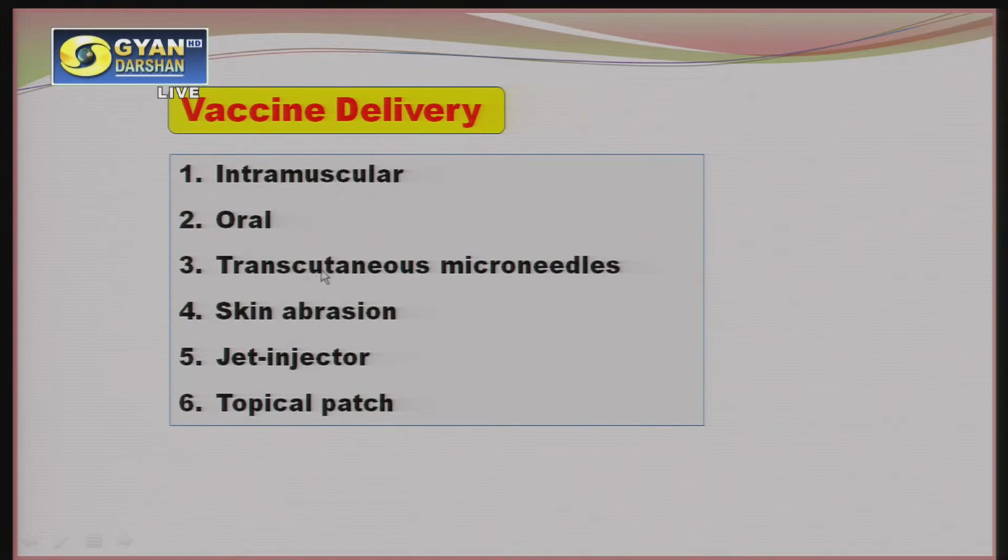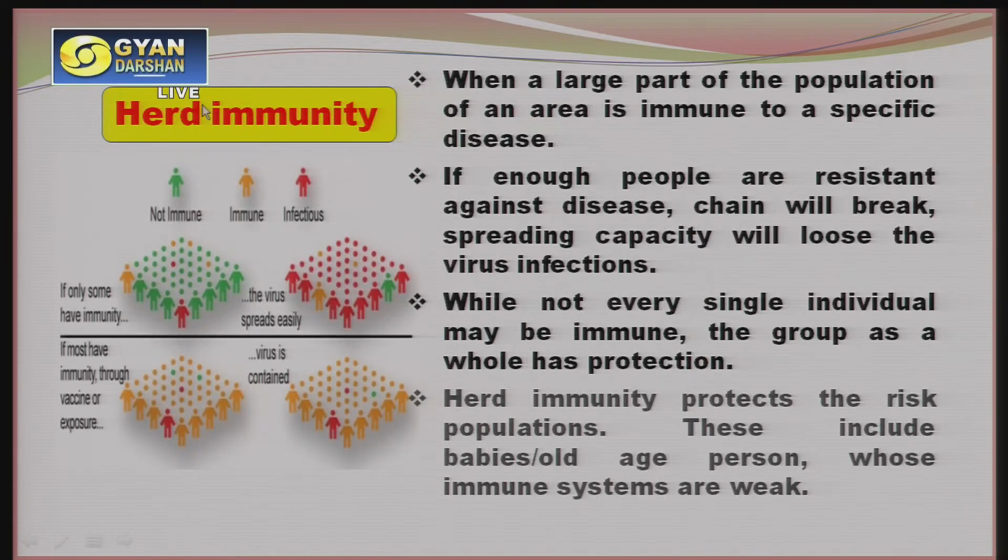Another thing I want to discuss is vaccine delivery. Intramuscular, oral, transcutaneous, microneedles we can utilize, skin abrasions, jet injector, and topical patches we can utilize. So these are the methods to deliver the vaccine inside the body. Another thing I want to discuss is herd immunity.